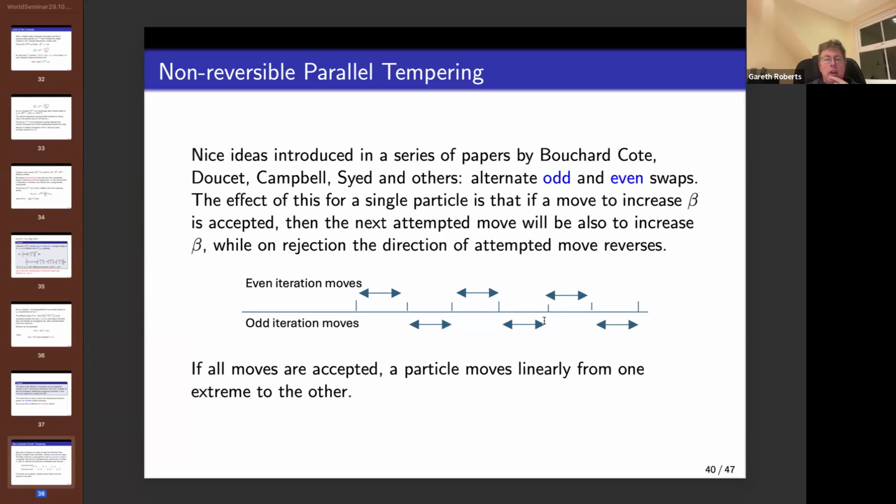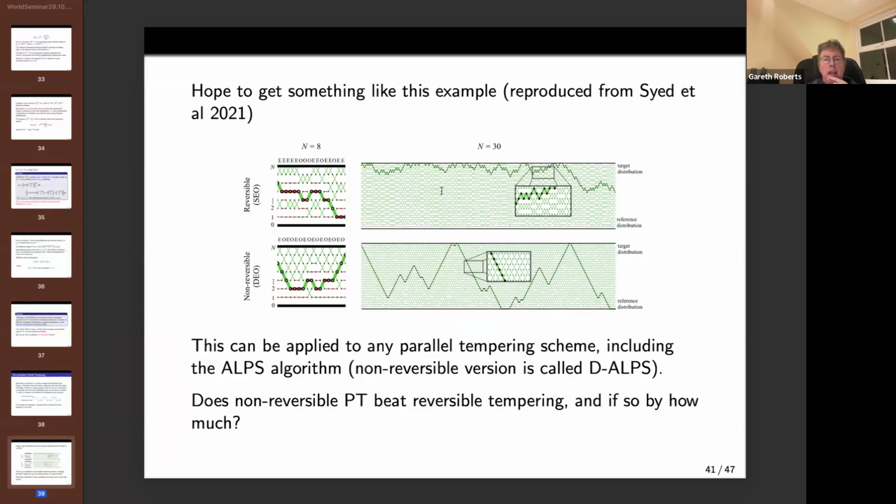So you get this non-reversible kind of behavior, and the idea would be to try and duplicate this nice behavior from the paper by Syed et al., which is very nice work in this area, showing that non-reversible parallel tempering, which is the one you have at the bottom here, can improve on the reversible one quite substantially if you have enough of these inverse temperatures.